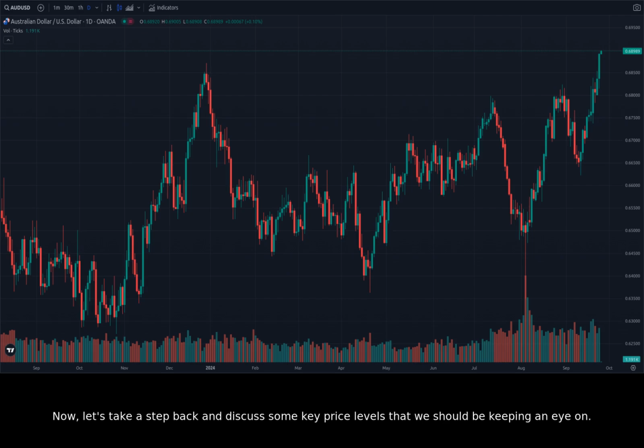Now, let's take a step back and discuss some key price levels that we should be keeping an eye on. The first key level to watch is the 0.6850 resistance level. This level has acted as resistance in the past, but if the price breaks above this level, it will be a strong bullish signal.